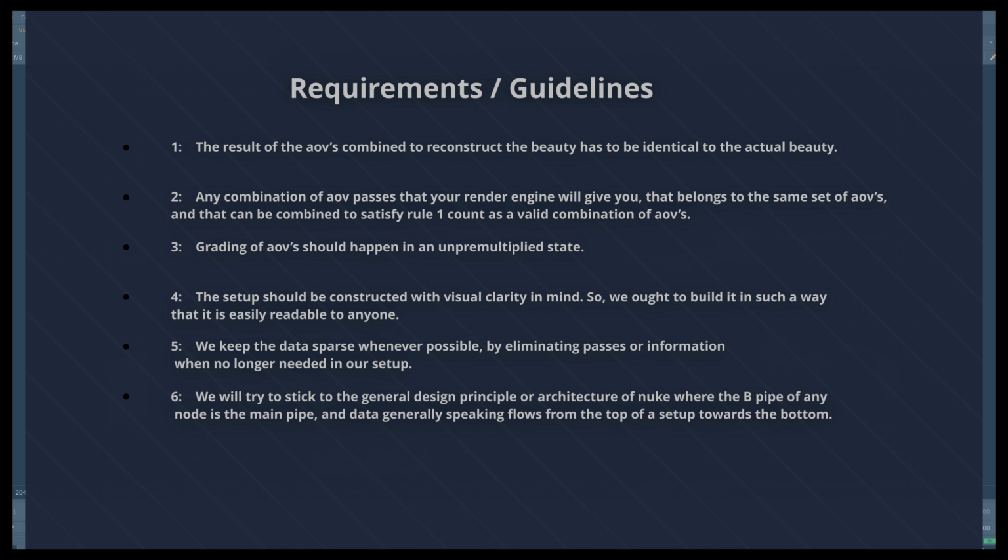Then we have a sixth rule, and that is that we are going to try to stick to the general design principle or the general architecture of Nuke, where the B pipe of any node is the main pipe through which data flows, and that data, generally speaking, flows from the top of a setup towards the bottom. So if you look at any node in Nuke, mostly you have an input at the top and an output at the bottom. With that in mind, we're going to go for a predominantly top-down type of setup. You can build it differently, of course, but that's what we're going to do in this video. And I guess you can say as well that the first three rules on our list are more strict rules, while the last three rules are more like guidelines, I think.